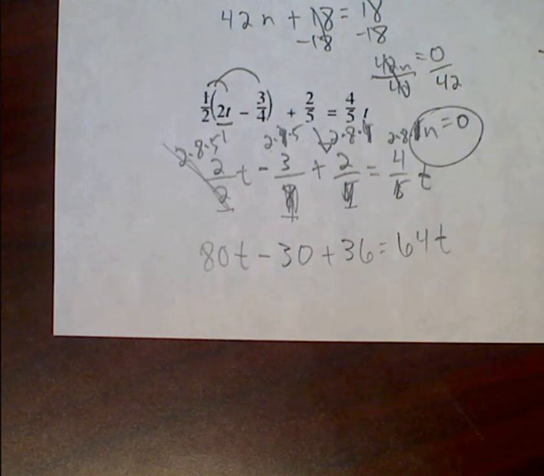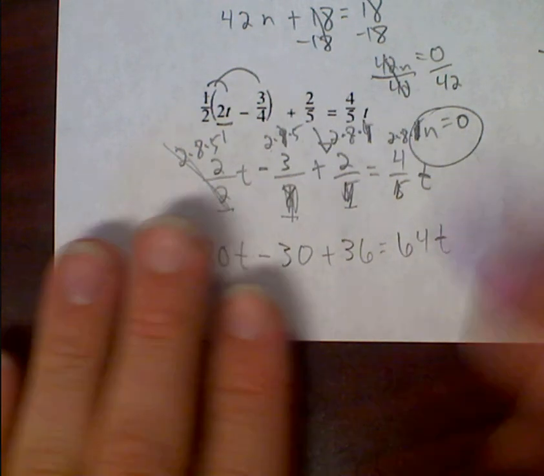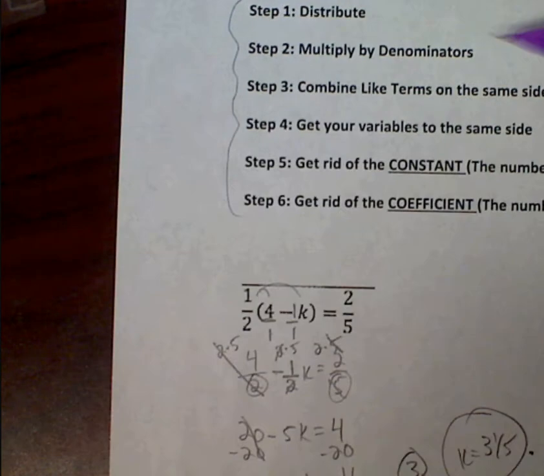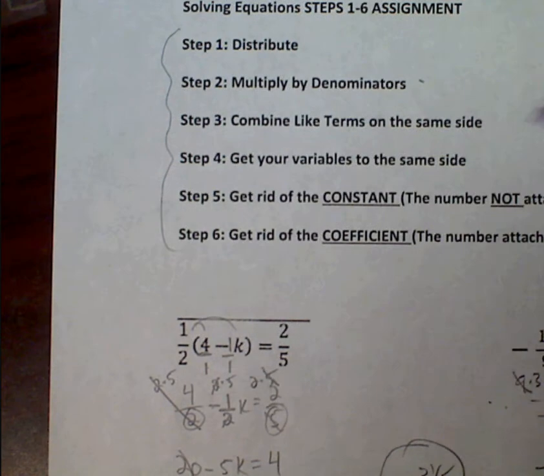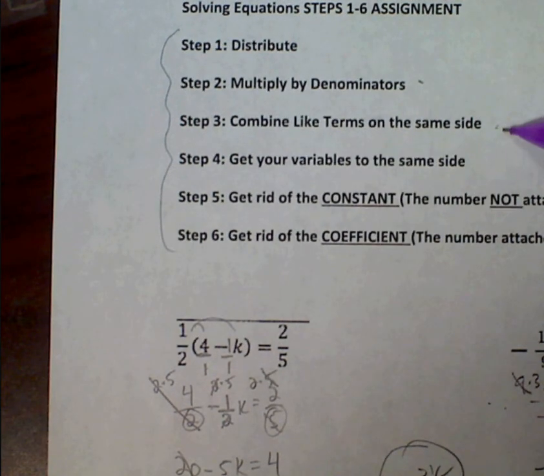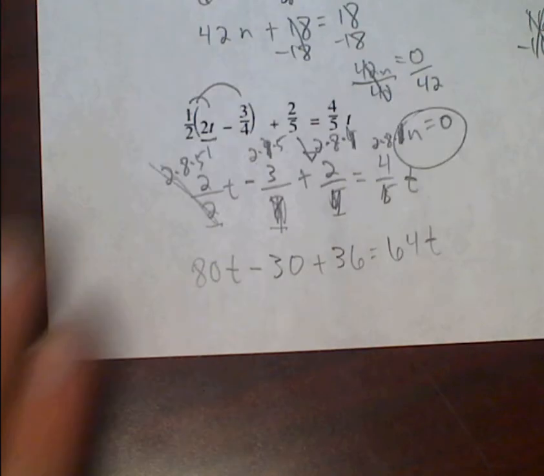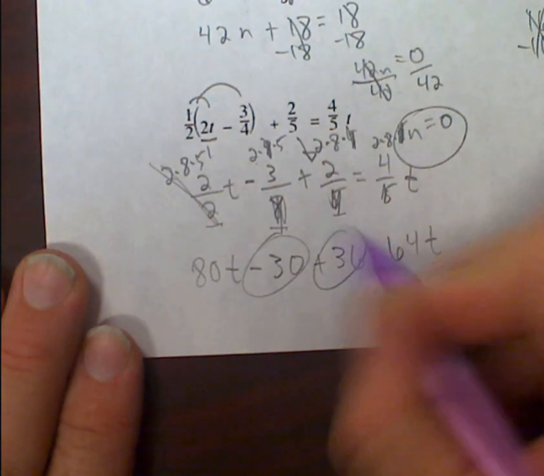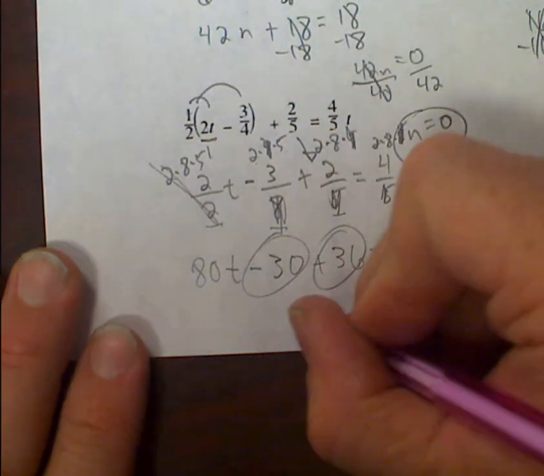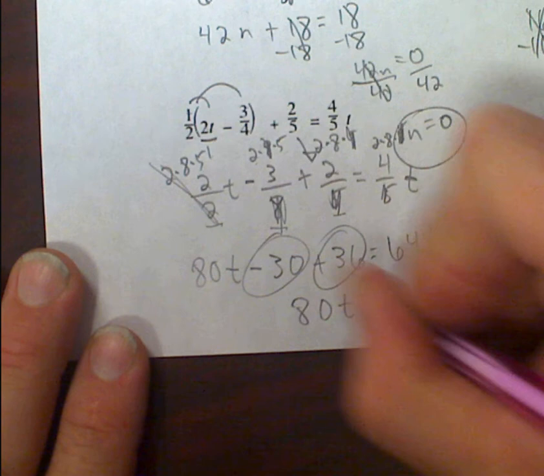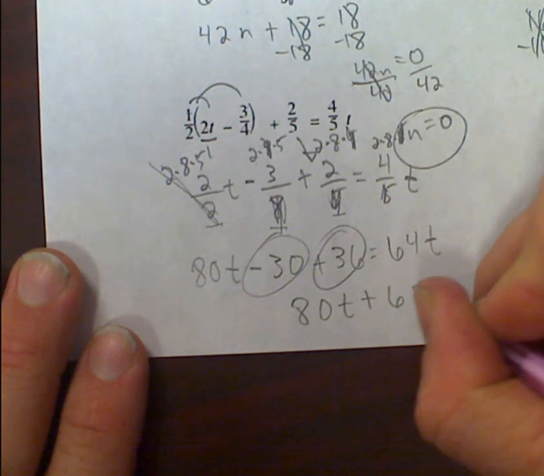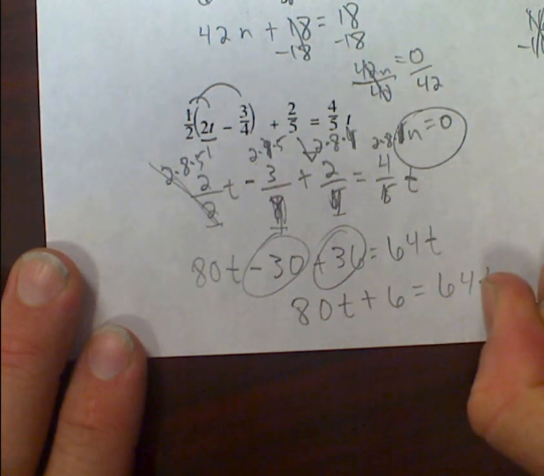Okay? Now, once I multiplied by the denominators, we need to combine like terms on the same side. So I can actually combine like terms. I can combine these and these. So that would be 80t plus 6 equals 64t.